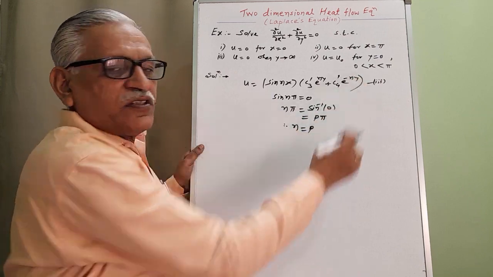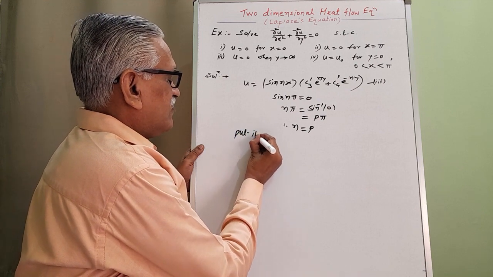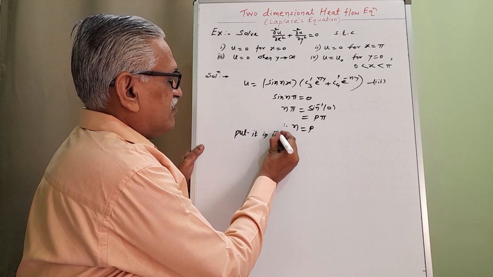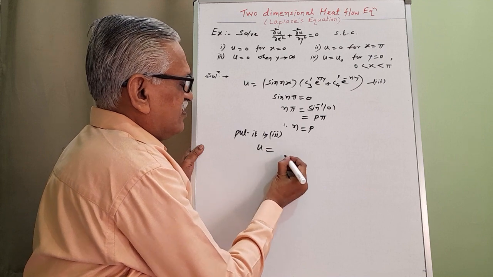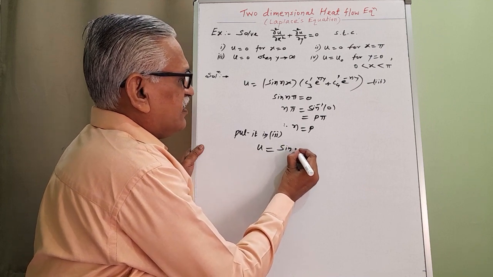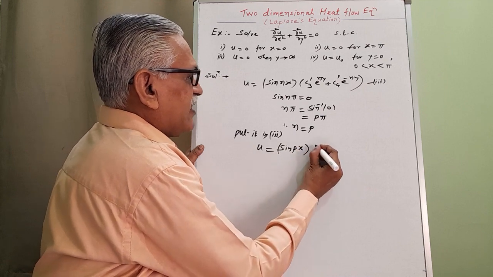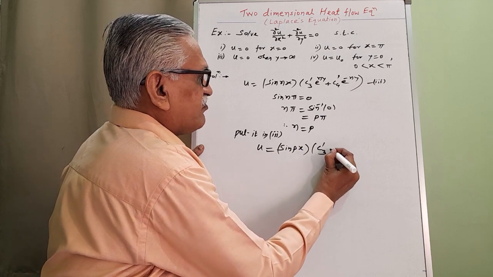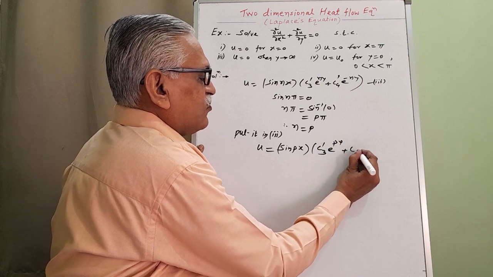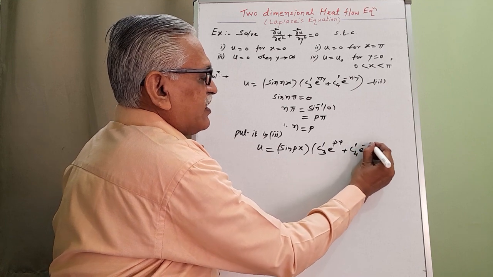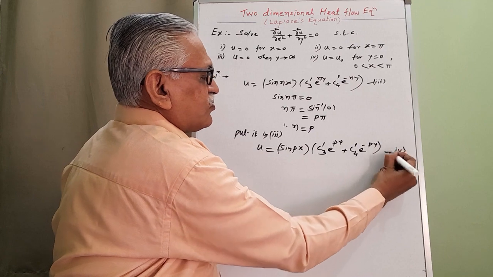Substituting that value in equation 3, we get u equals sin nx, n is p, therefore sin px, multiplied by (c3 dash e^(py) + c4 dash e^(−py)). We call this equation 4.